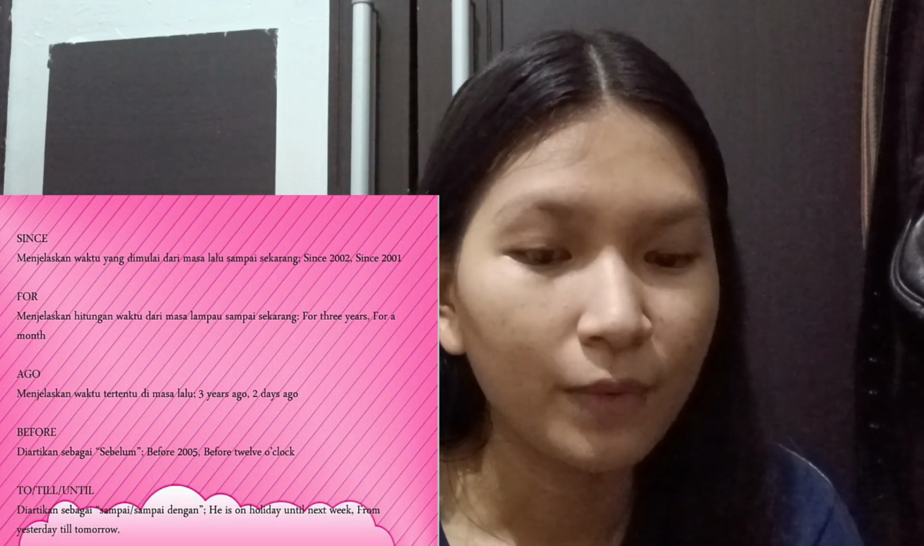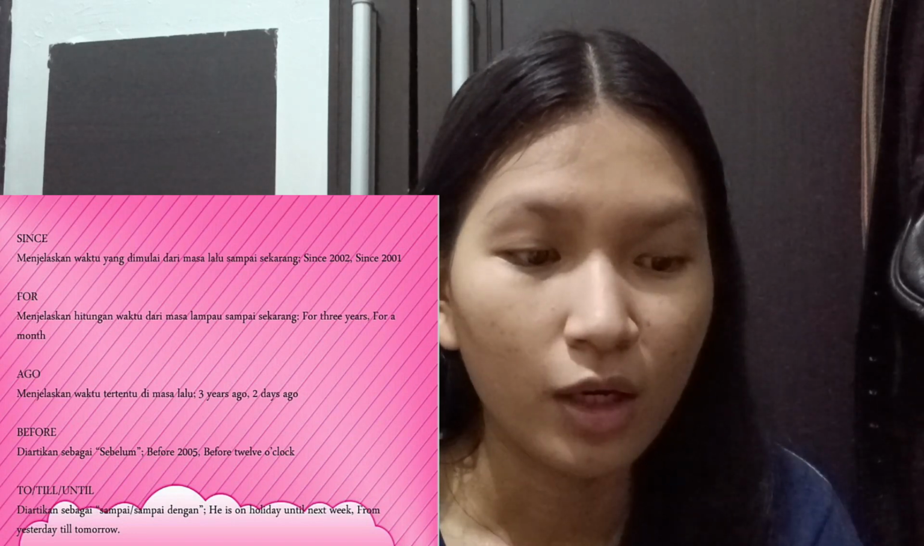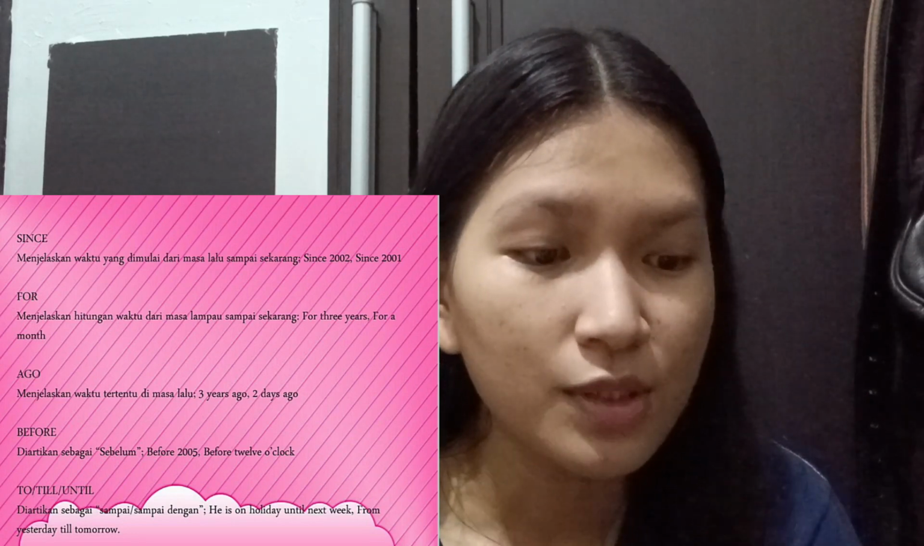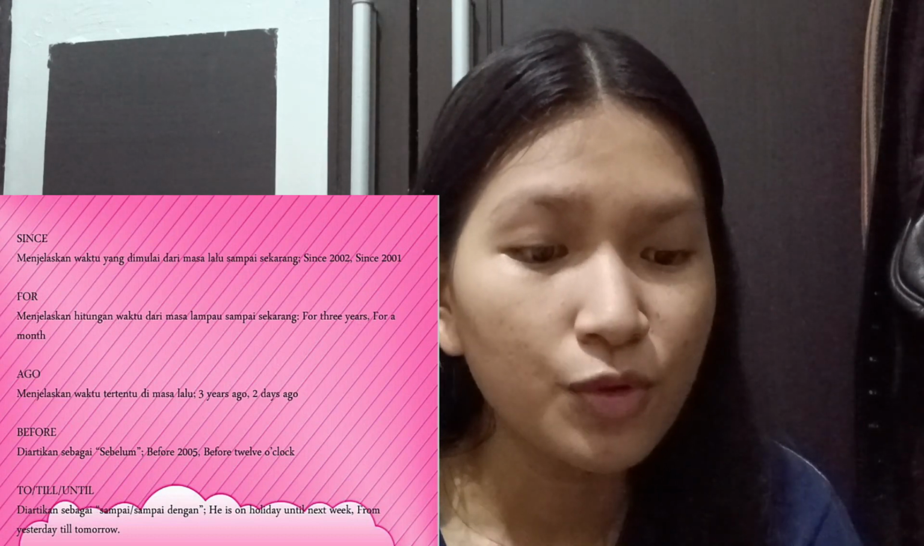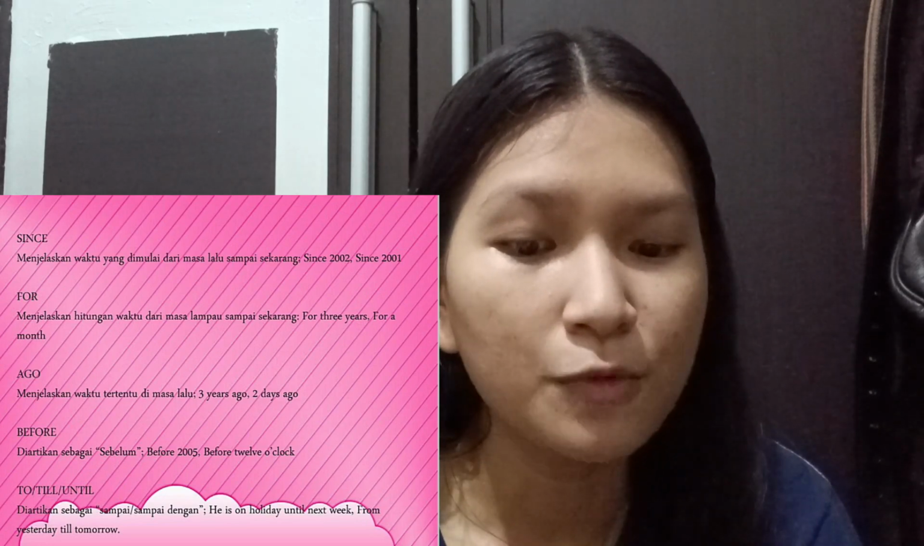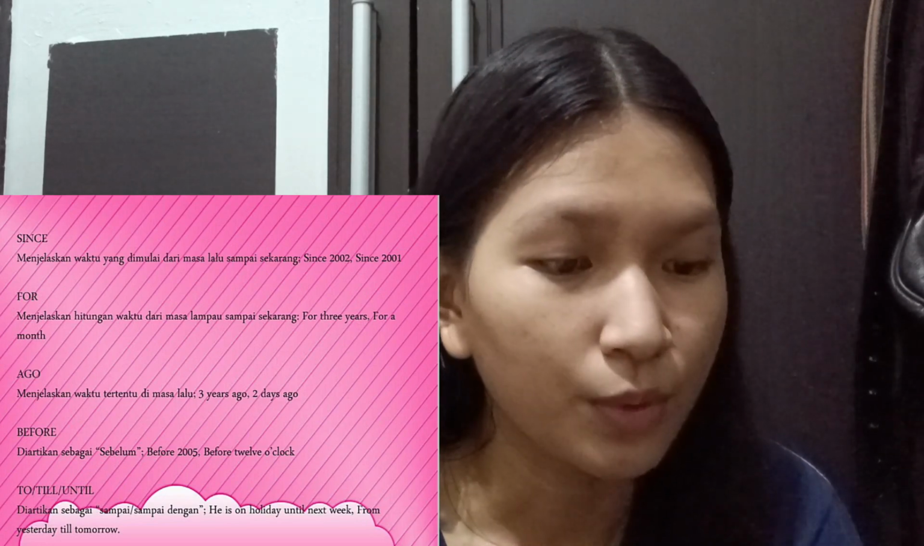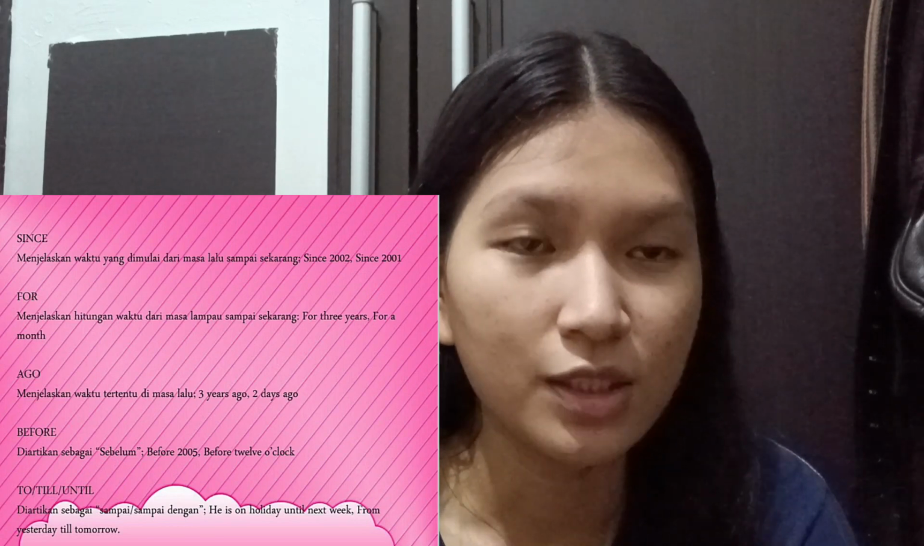Ago describes a specific time in the past, like 3 years ago or 2 days ago. Before is interpreted as before 2005, before 12 o'clock. To, till, or until is interpreted as up to. Example: he is on holiday until next week, from yesterday till tomorrow.